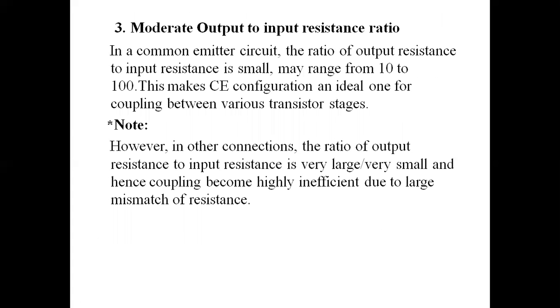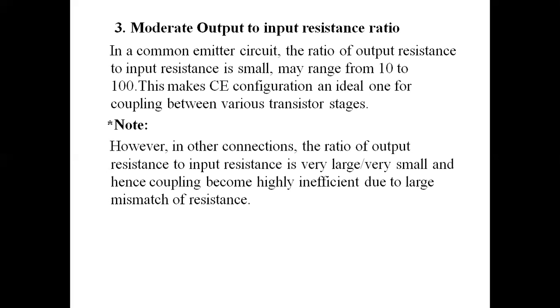Next, third one is moderate output to input resistance ratio. In a common emitter circuit, the ratio of output resistance to input resistance is small, ranging from 10 to 100. This makes the common emitter configuration ideal for coupling between various transistor stages. The output to input resistance is nothing but the transresistance, which we can call the ratio of output resistance to input resistance, and it is very small.